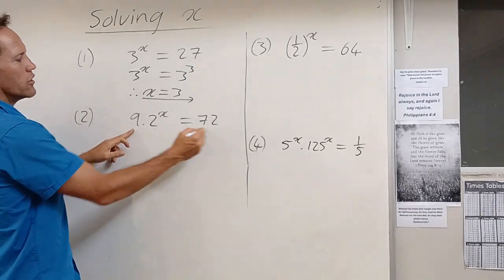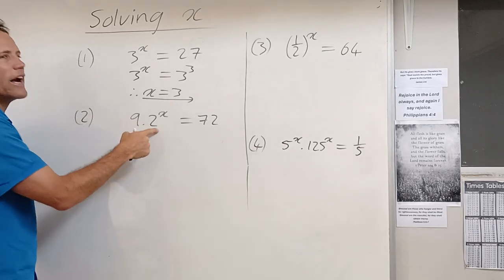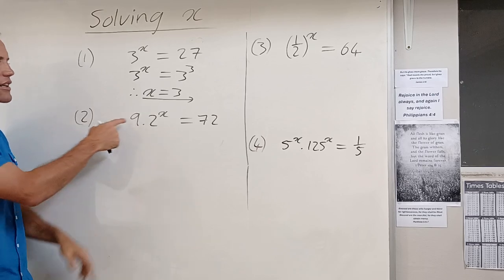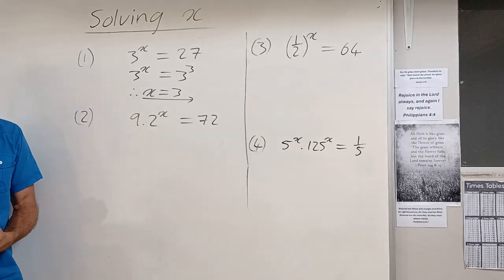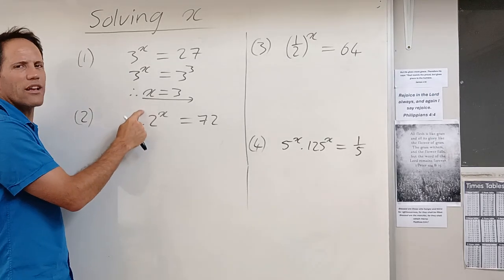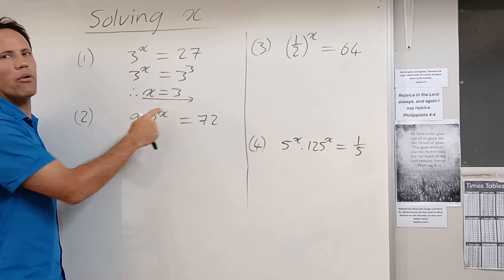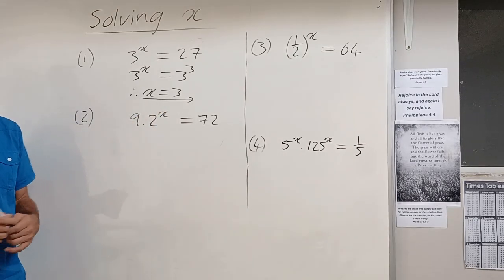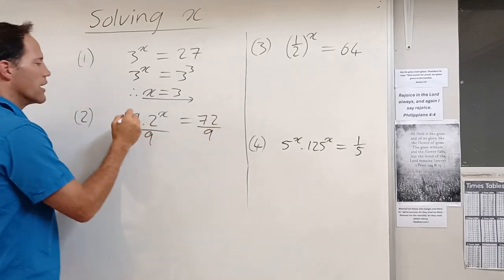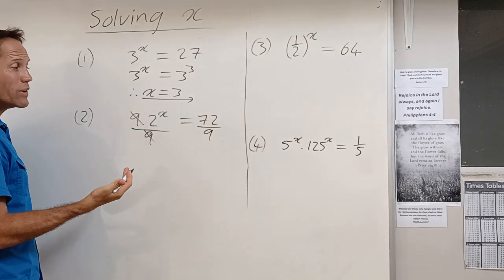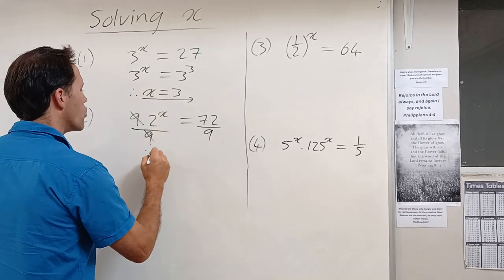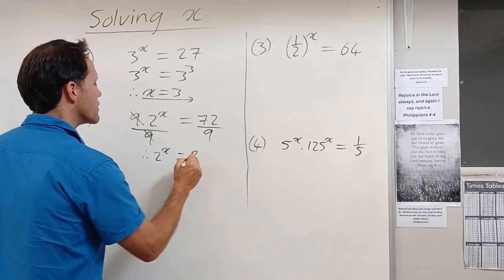Now let's look at this one. What do you do now? You don't multiply the 9 with the 2. Don't multiply 9 with 2 and say 9 times 2 is 18 to the power x. We can't do that. You can't take a 9 to the power 1 and multiply by 2 to the power x. Please don't do that. So you have to divide by 9, and 9 divided by 9 is 1, so they cancel out. Therefore, 2 to the power x is equal to 8.